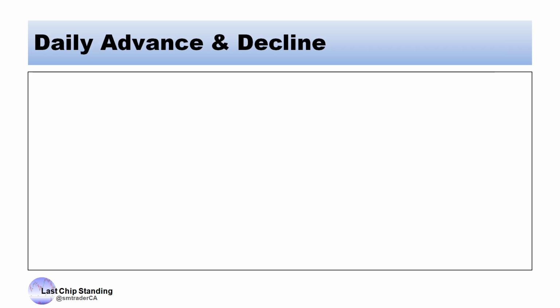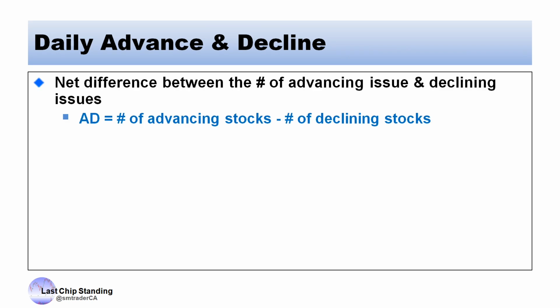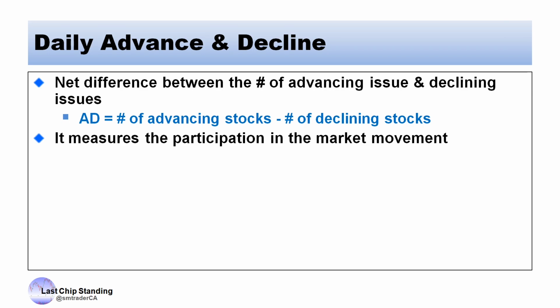Another market internal is the daily advance and decline. This indicator is the net difference between the daily number of advancing issues minus the daily number of declining issues. It measures the market participation. The larger this value, the more stocks are participating in the market move.